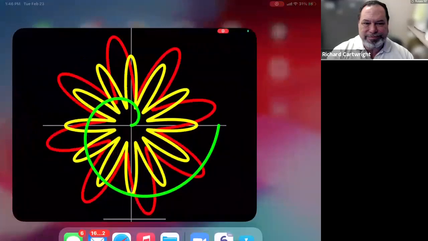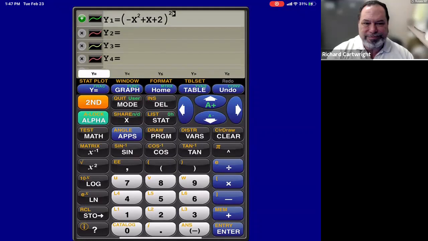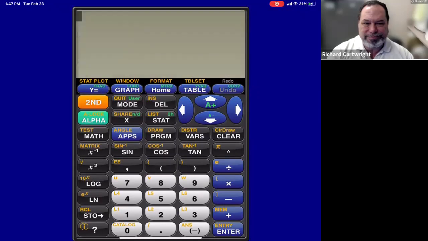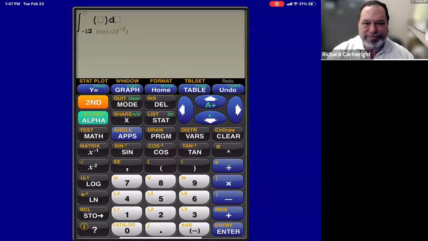Pick up the calculator and go to y equals, there's my function, negative x squared plus x plus 2. But I think I'll square it right now because that's what the area was, and that's what I'm integrating, right? Come back to the left. I've already done this several times with you guys. Math number 9, from negative 1 to 2, of the function that I just keyed in. Now, if I forgot to square it, I would have to square it in here right now.